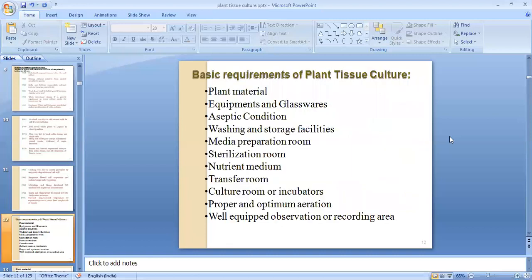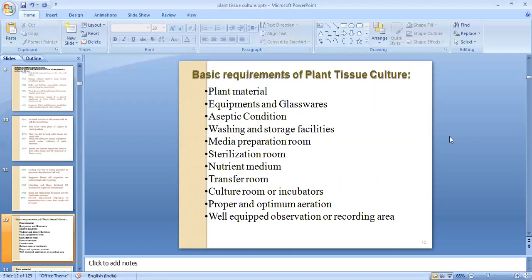And next we have to see about the basic requirements of plant tissue culture. So what are the things you require when you are going to do in vitro plant tissue culture? The very first thing you require is your plant material, that is nothing but your explant, equipment and glassware, and you have to maintain the aseptic condition, and the requirements for your washing and storage facilities, and the media. You require a place for each and every procedure to follow.